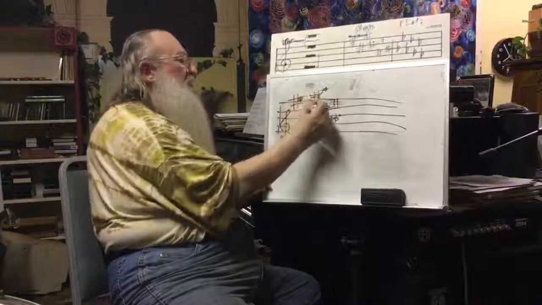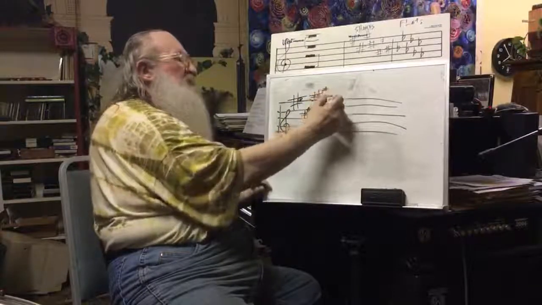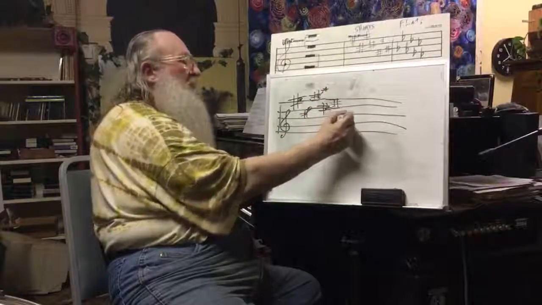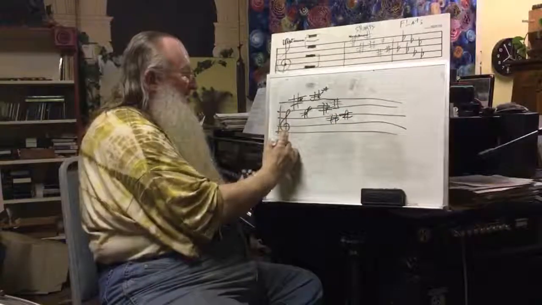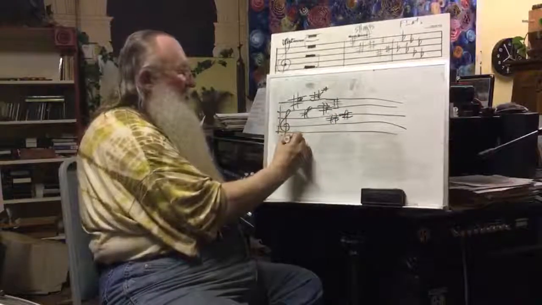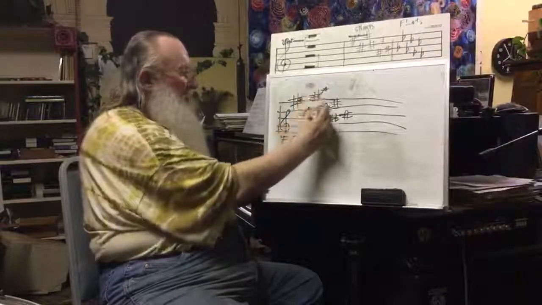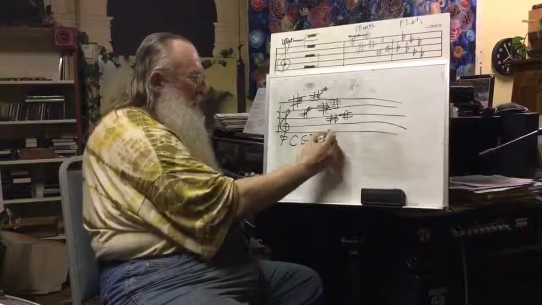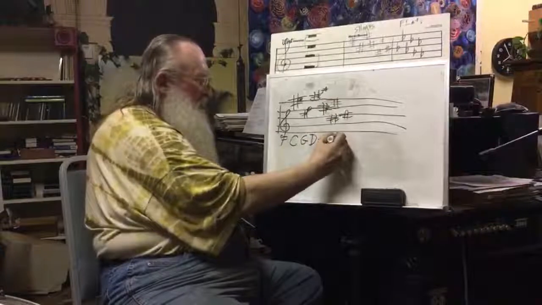1, 2, 3, 4, 5, 6, and then again, if I went up, I'd be in the ledger line, so they pull this down 4, put it on the B line, and now there are your sharps. You have an F sharp, you have a C sharp, you have a G sharp, you have a D sharp, you have an A sharp, you have an E sharp, and then you have a B sharp.